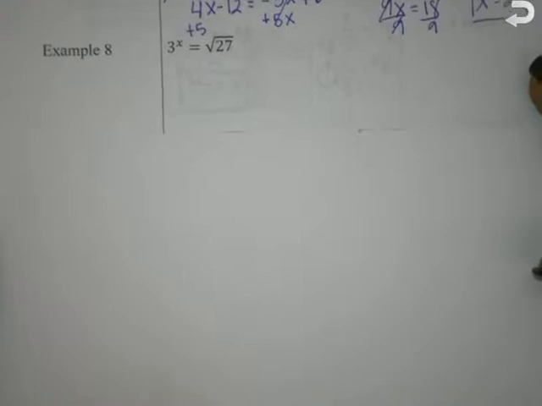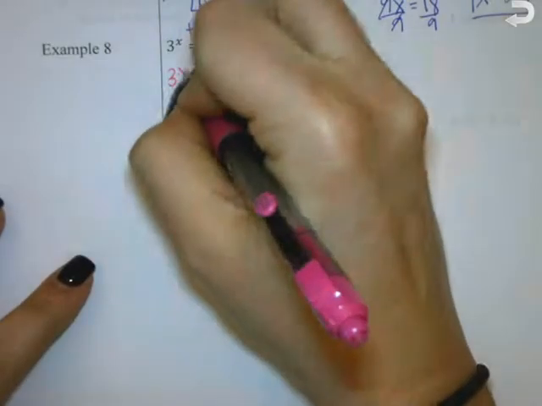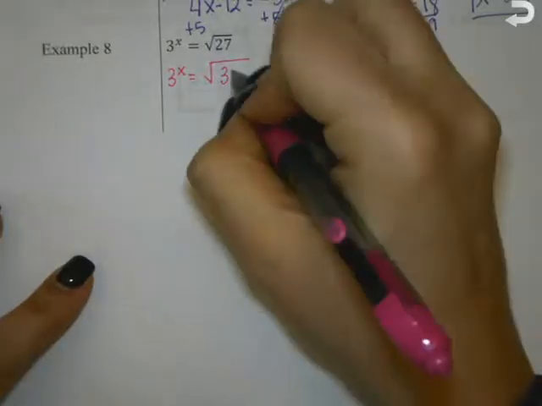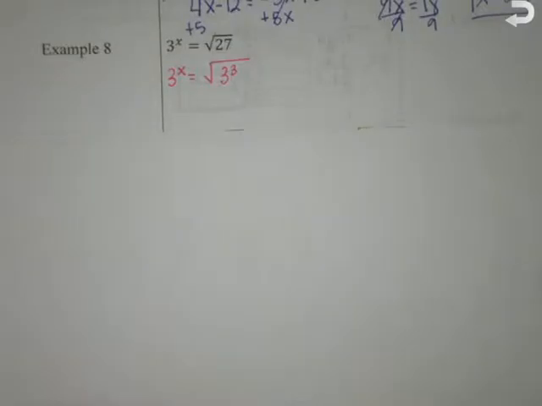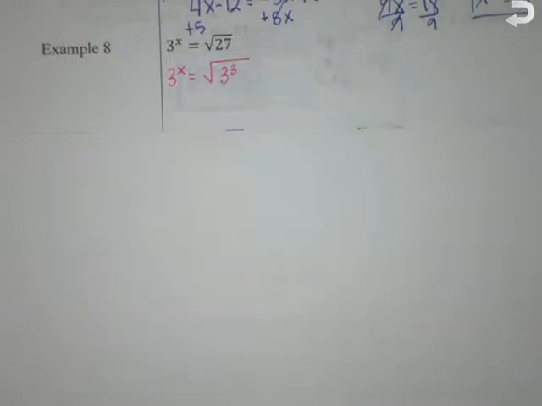3 to the x equals the square root of 27. First of all, what would my base end up being? 3. So let's rewrite that first. So this is 3 to the x equals the square root of 3 to the what? 3rd. 3 to the 3rd. Okay. I need to get that 3 to the 3rd out of the square root. How can I rewrite this square root so that it doesn't have a square root in it?